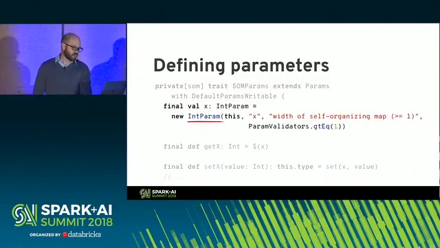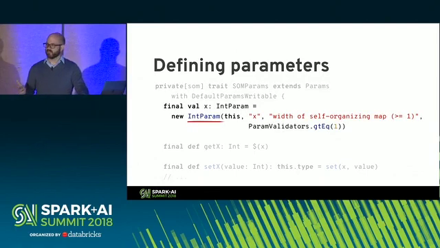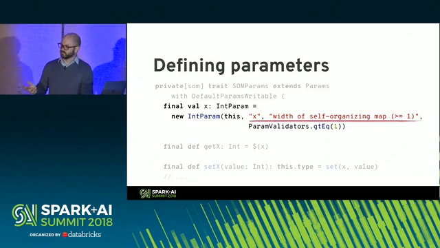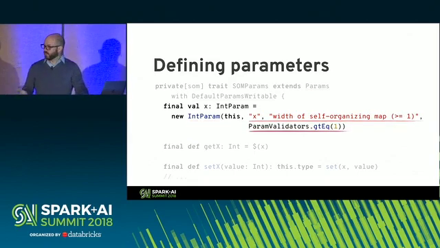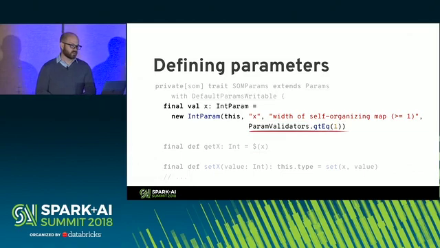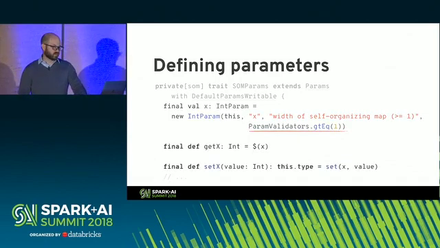Here we're declaring the type of our parameter by making an instance of the int_param class, providing some user-facing documentation, and providing a validation function to ensure that a parameter takes a certain range of values. In this case, we're looking at the width of a self-organizing map, so we want to make sure it's at least 1. We'll also provide getters and setters for that parameter.